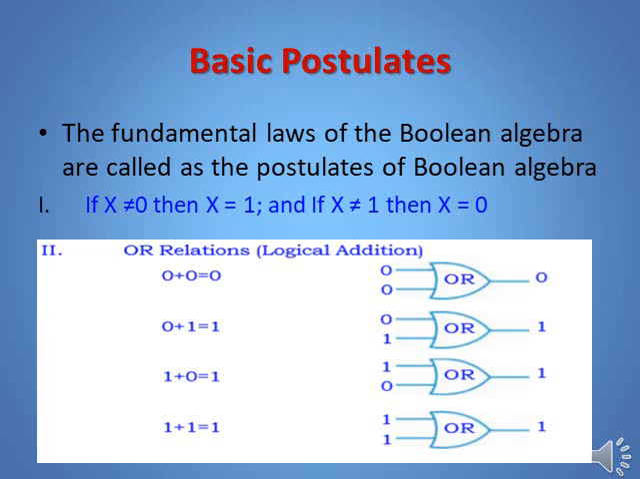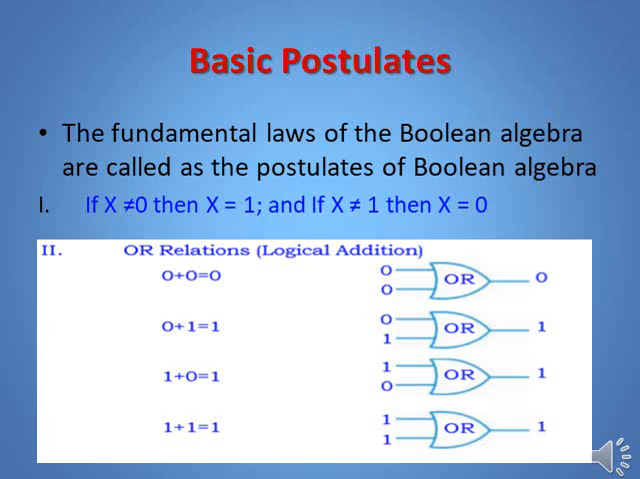First postulate says, if x is not equal to 0, then x must be equal to 1, and if x is not equal to 1, then x must be equal to 0. That means the first postulate says something about the basic two values given to logical variables, that is 0 and 1. If a variable takes the value 0, then it cannot be 1, or if it takes the value 1, it cannot be 0. That is the meaning of the first postulate.